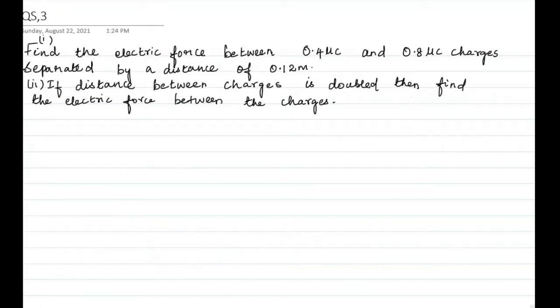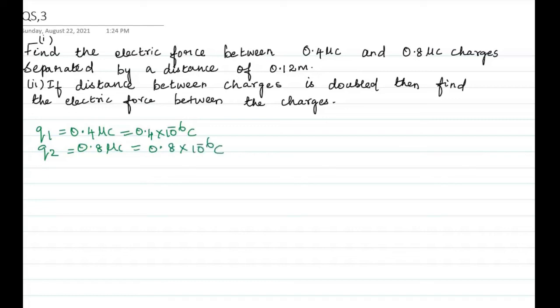Okay, next question is find the electric force between two charges. Let the two charges be Q1 equal to 0.4 microcoulomb, which is 0.4 into 10 to the power of minus 6 coulomb, and Q2 equal to 0.8 microcoulomb, which is 0.8 into 10 to the power of minus 6 coulomb, separated by a distance of r equal to 0.12 meter. Now we have to find the electric force.